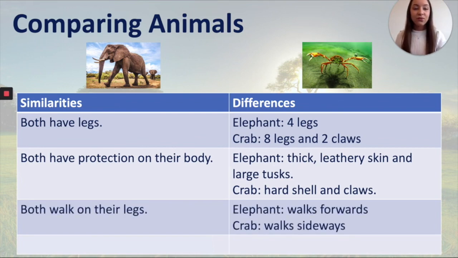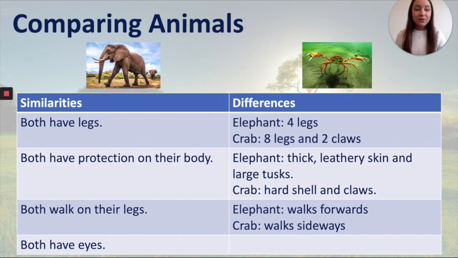Using my knowledge of what I know about these animals, I also know that they both use their legs to walk. Elephants walk forwards on their legs, quite like we do, whereas crabs walk sideways. And I also realised that they both have eyes.